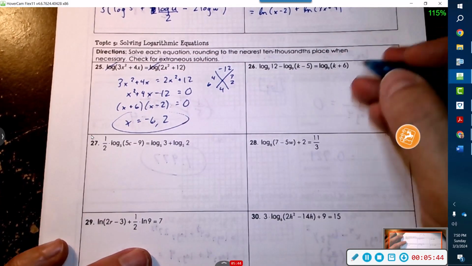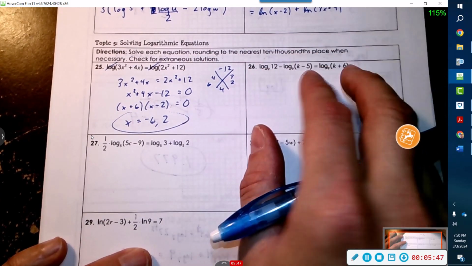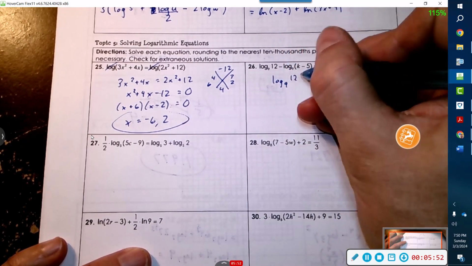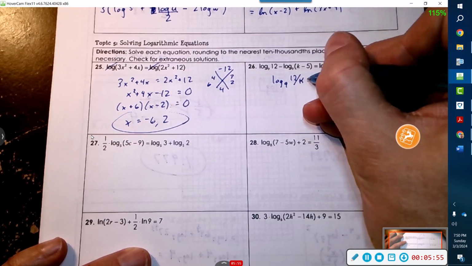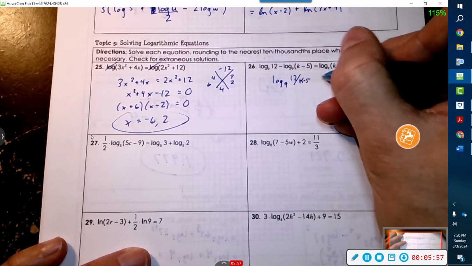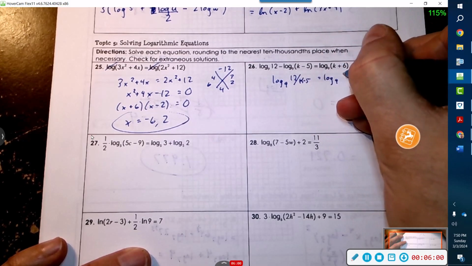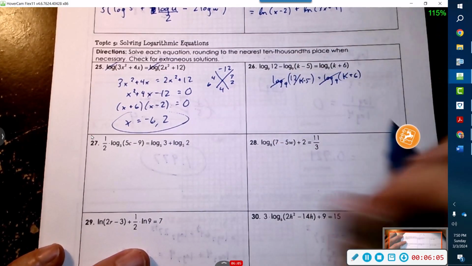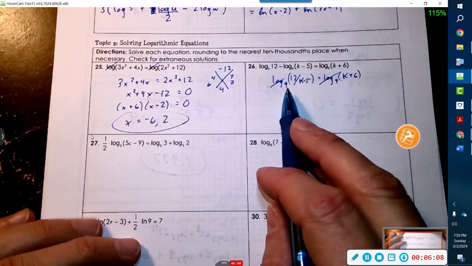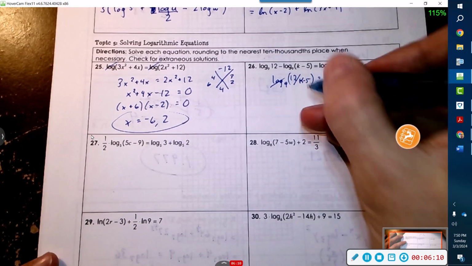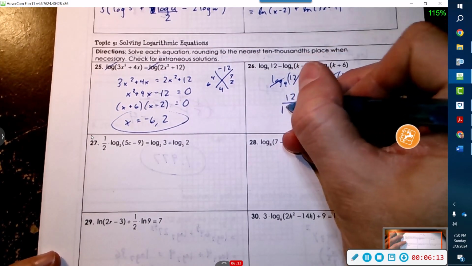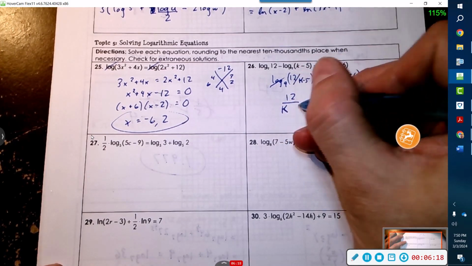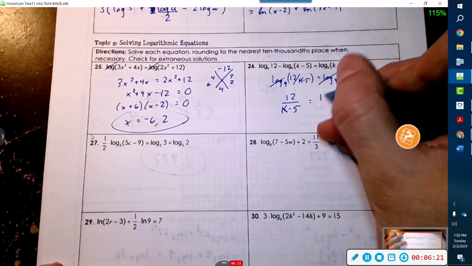Here it looks like I'm going to have to condense these two and then cross out the log. So let's squeeze those guys together so that it is division because of the subtraction. And that's going to equal log base 9 of k plus 6. Okay, so now we can cross it out. And it doesn't matter what the log base is. Log base 9, it doesn't matter. The 9 is actually irrelevant. We have 12 divided by k minus 5 equals k plus 6.